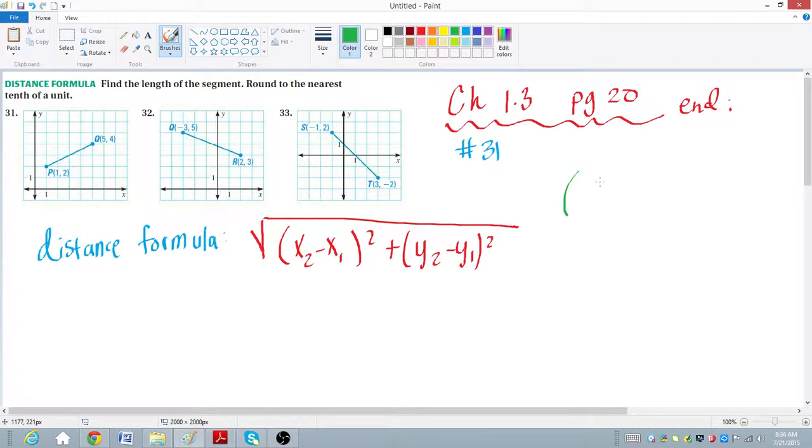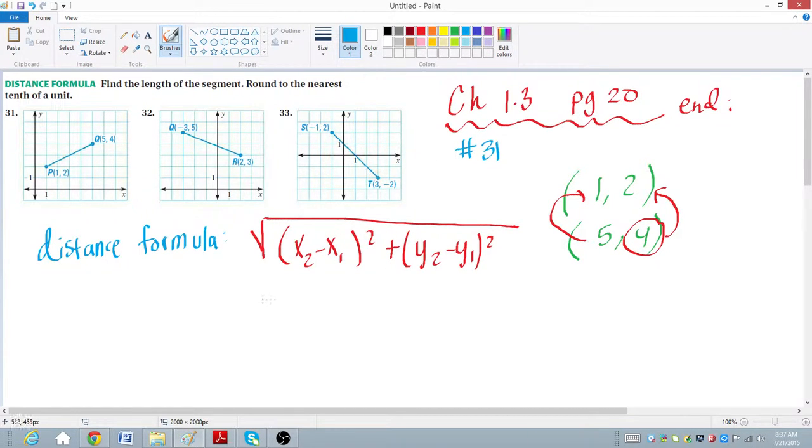Let's say this is 1, 2, or you could do it the other way. It doesn't matter. So this is the first point. The second point is 5, 4. What I always remember is that I just take the bottom minus the top, and then bottom minus the top. So that's how I remember. Let's just use the formula and plug it in.